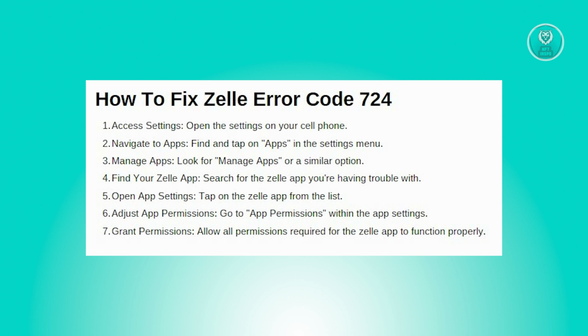So first, unlock your phone and open the settings menu. You can usually find this by tapping on the gear icon in your app drawer or pulling down on the notification shade and selecting the settings gear.